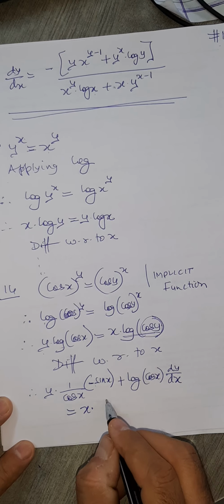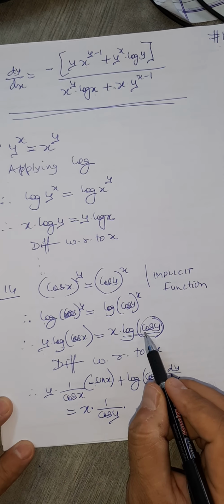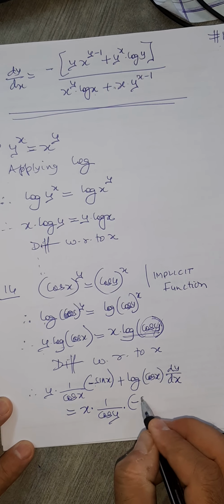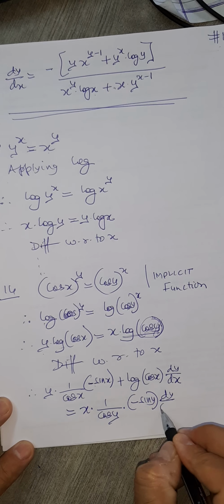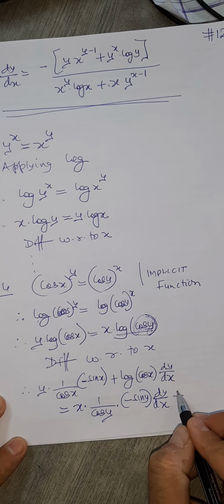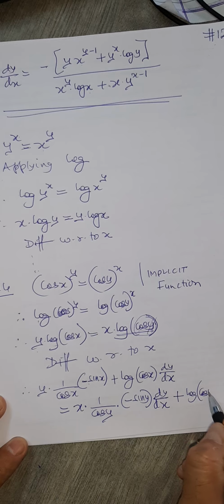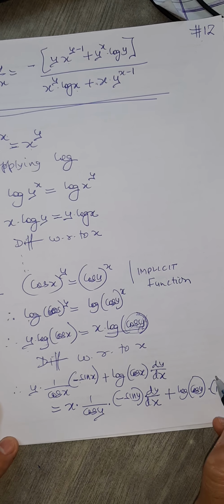Imagine this as x, so 1 upon cos y. Now again, when you differentiate cos y, you need to imagine y is x. What's the derivative of cos y? Minus sin y into differentiation of y with respect to x, that's dy by dx. Now plus log of cos y as it is into differentiation of x, which is 1.